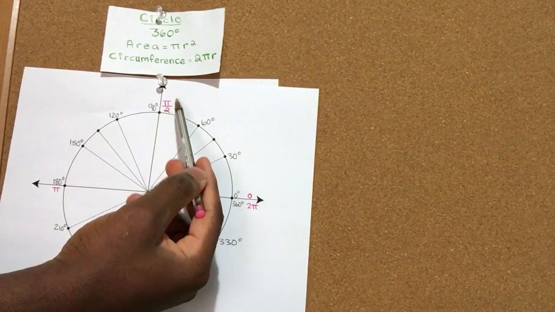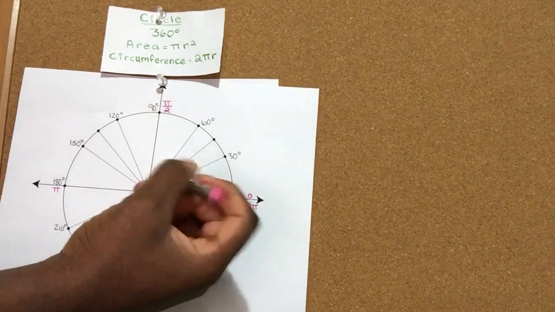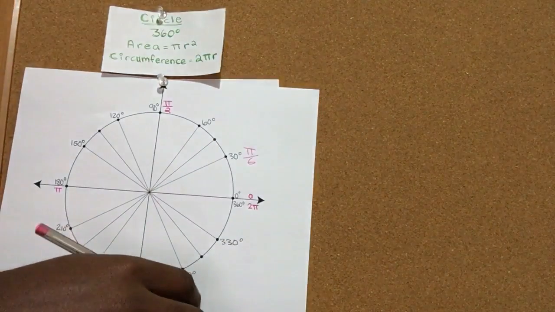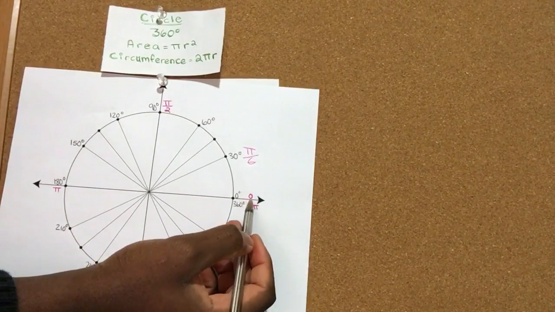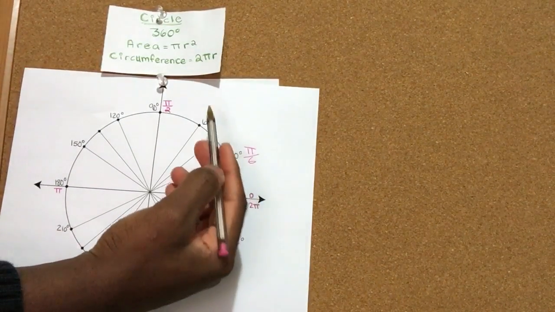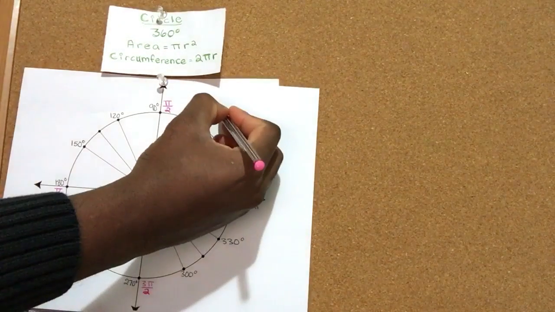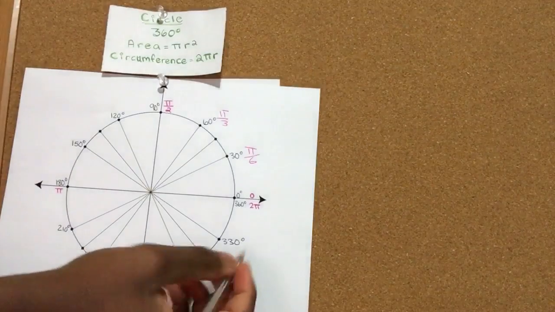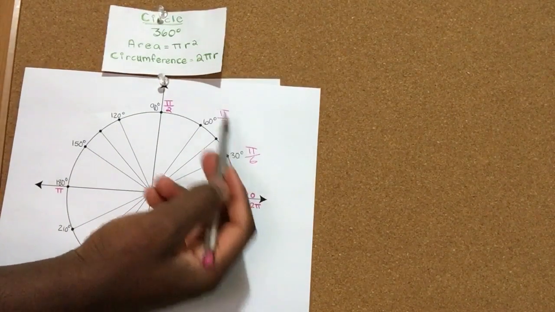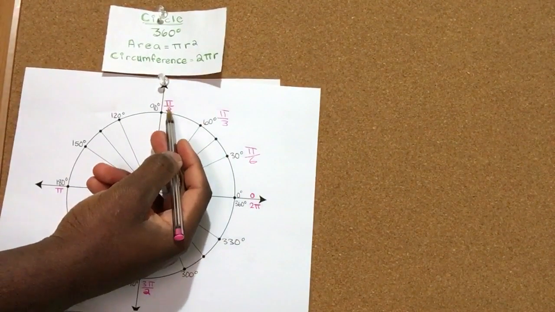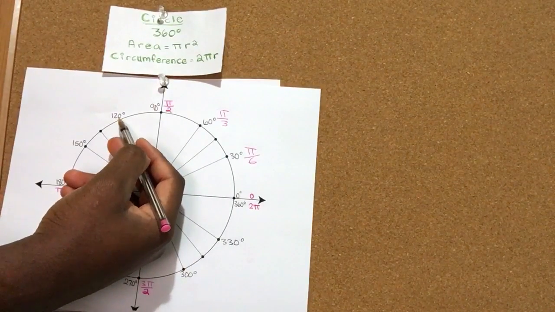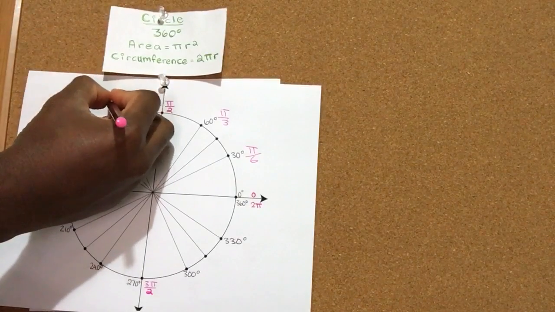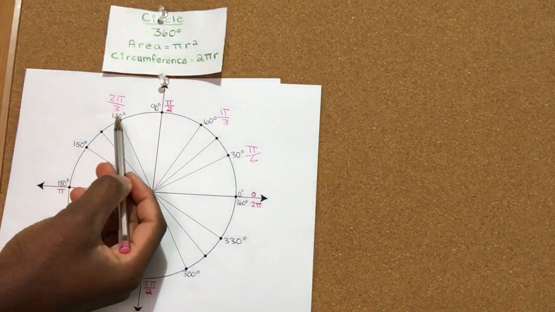So pi over 2 times 1 over 3 is going to give you pi over 6. And now we're going to be counting by pi over 6. So we have 0, pi over 6, 2 pi over 6, which simplifies to pi over 3. Then we have 0, 1 pi over 6, 2 pi over 6, 3 pi over 6, 4 pi over 6, which simplifies to 2 pi over 3. That was 4 pi over 6.